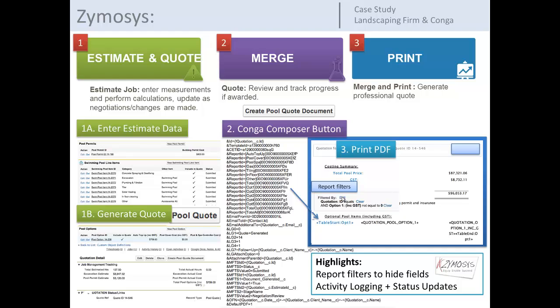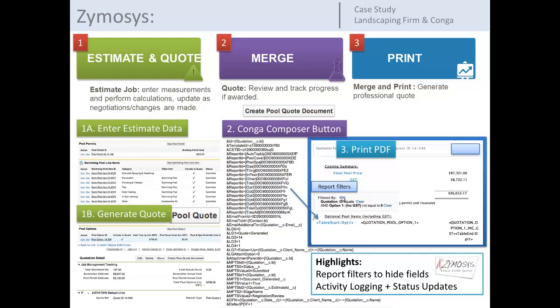But if you look down into the Conga Composer code, if you can see that in terms of the detail, you'll see there's a whole bunch of different report IDs, email templates being used, activity logging, and also updating status fields. One of the things that I liked in this scenario is we didn't want to produce a quote with 50 fields in it if there were only 10 bits of information that needed to be printed.